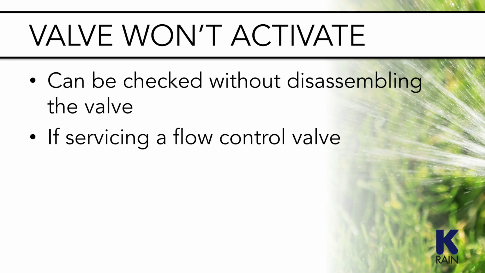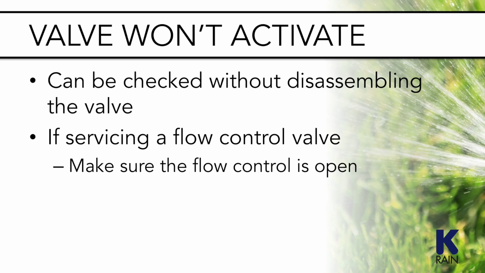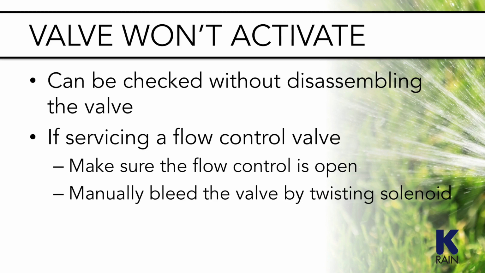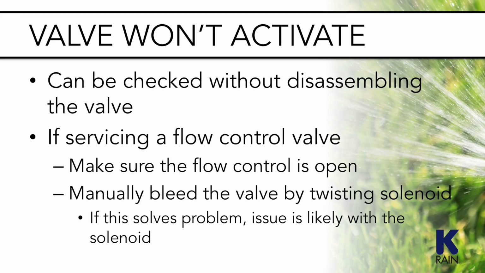If you are servicing a flow control valve, check to make sure that the flow control is open. Next, try to manually bleed the valve by twisting the solenoid. This mechanically unseats the plunger from the exhaust port, allowing water to flow out of the chamber of the diaphragm and causing the valve to open. If this solves the problem, the issue is likely with the solenoid. The coil is bad, there is an issue with the plunger, or there is some contamination in the exhaust ports.